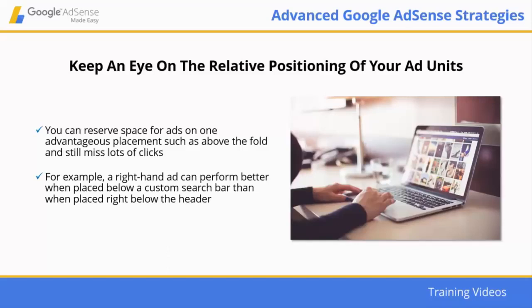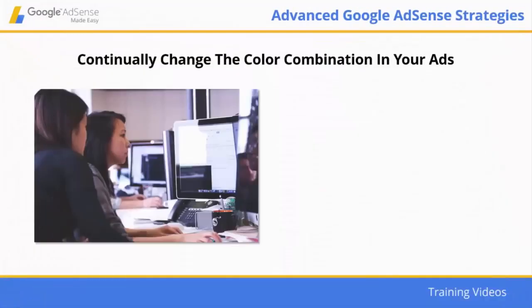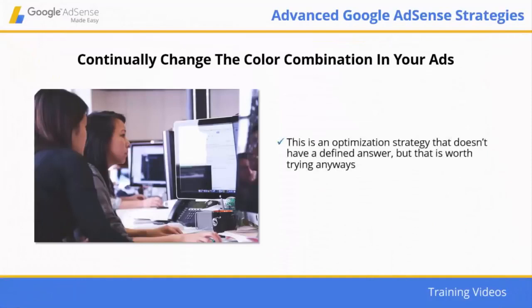It is not an advantageous placement by definition, but it visibly situates the ad right below an element that attracts clicks. Continually change the color combination in your ads. This is an optimization strategy that doesn't have a defined answer, but that is worth trying anyways. All you have to do is to change the color combination in your ads until you find the one that gives you the highest boost in clicks and earnings.